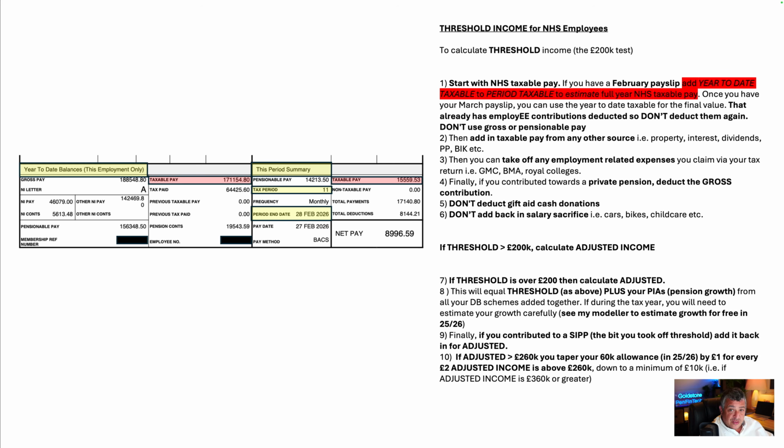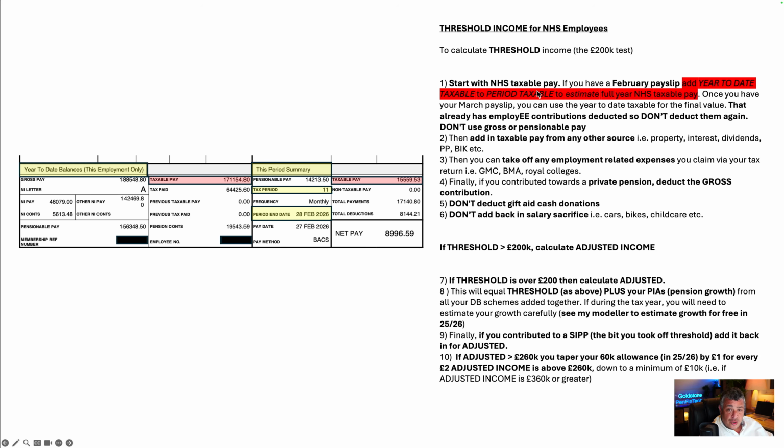So using this approach, starting with taxable pay, it's really important that you don't remove the employee contributions again because they've already been removed. And similarly, don't use the value for gross pay on this payslip or the value for pensionable pay because you'll get very different answers. So the crucial one to go to is taxable pay, and this is what equates to the P60 value for March. So your March year-to-date taxable pay will be the same as the value that's on your P60.